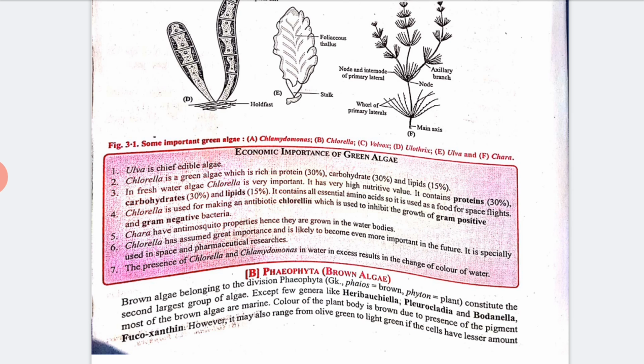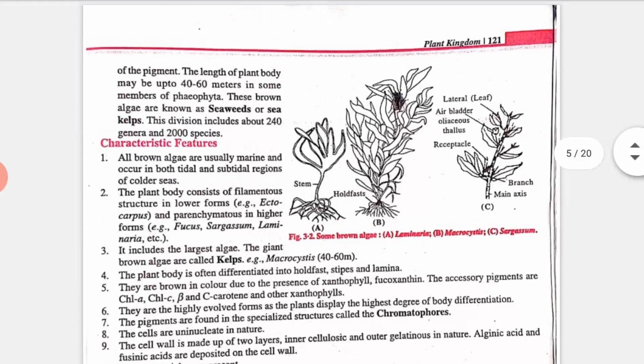If the cells have a lesser amount of the pigment, the color changes. The length of the plant body may be up to 40 to 60 meters in some members. I'll show you the structure, how it looks.